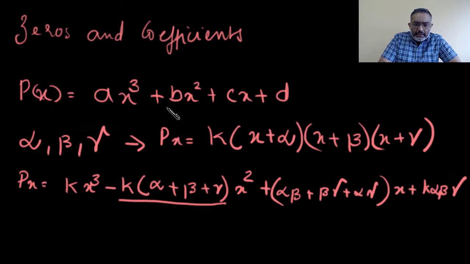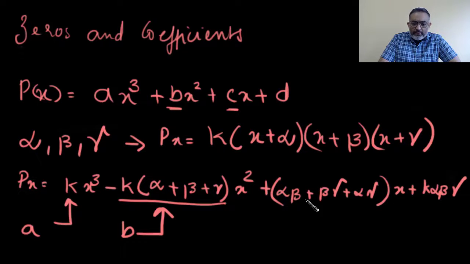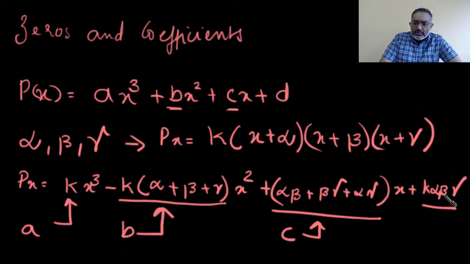Remember, that is b. The coefficient of x cubed is a, so a is equal to this k, and b is equal to this term right here. And now let's look at c, which is alpha beta plus beta gamma plus alpha gamma. So taken two at a time, you multiply the zeros and add them together, and you're going to get c. And if you multiply all three zeros, alpha, beta, gamma, times k, you're going to get d.